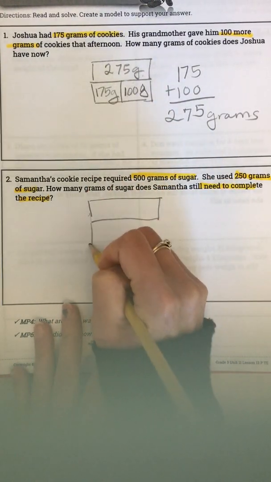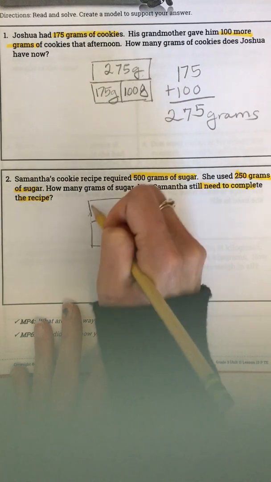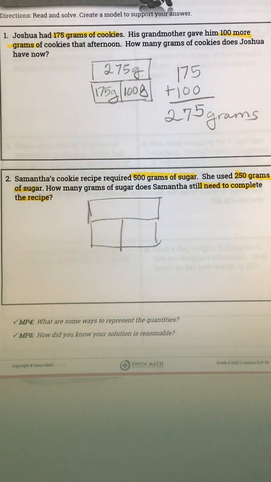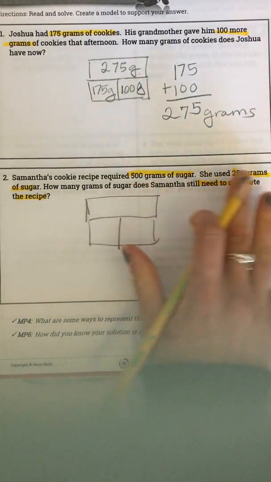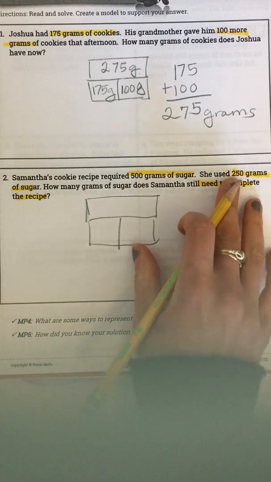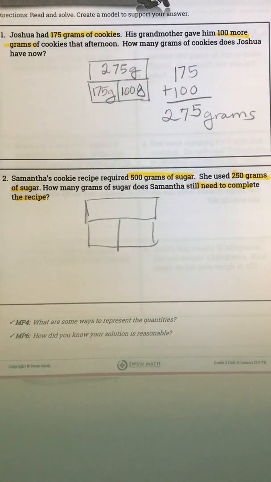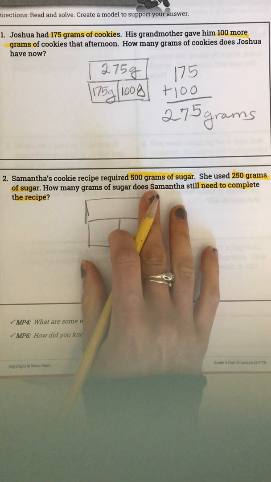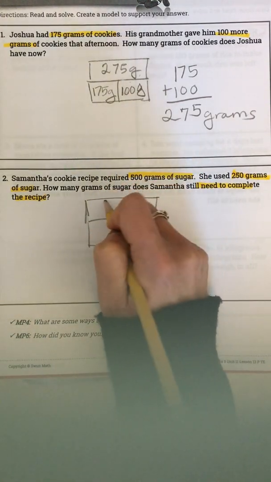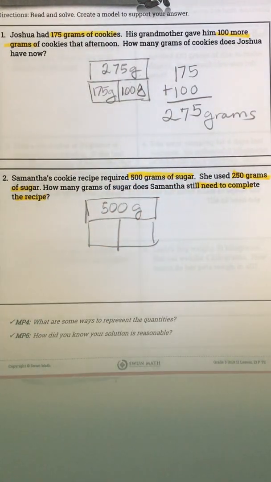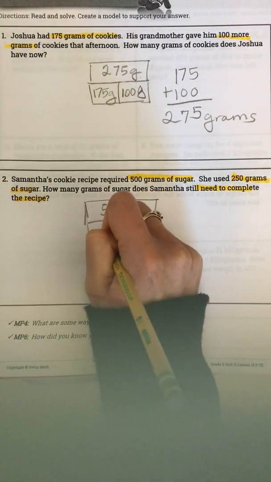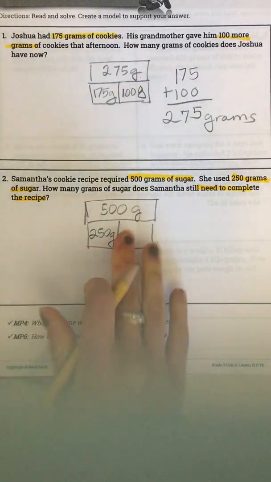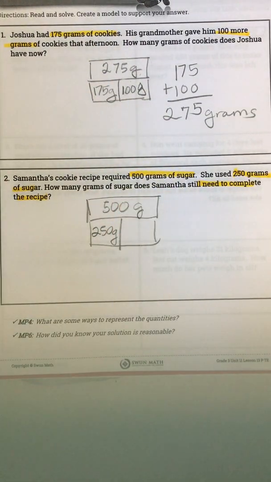Her cookie recipe required 500 grams of sugar, and she used 250. So we're wondering how much she has left. She needed 500. She used 250. So she still needs some more in order to get to her total. So we know that her whole amount of sugar that she needs is 500 grams, right? That's how much she needs in all. Okay. The part that she used already was 250 grams. And they're wondering, well, she needs more in order to get to her whole. That's our missing part. How much more does she need?